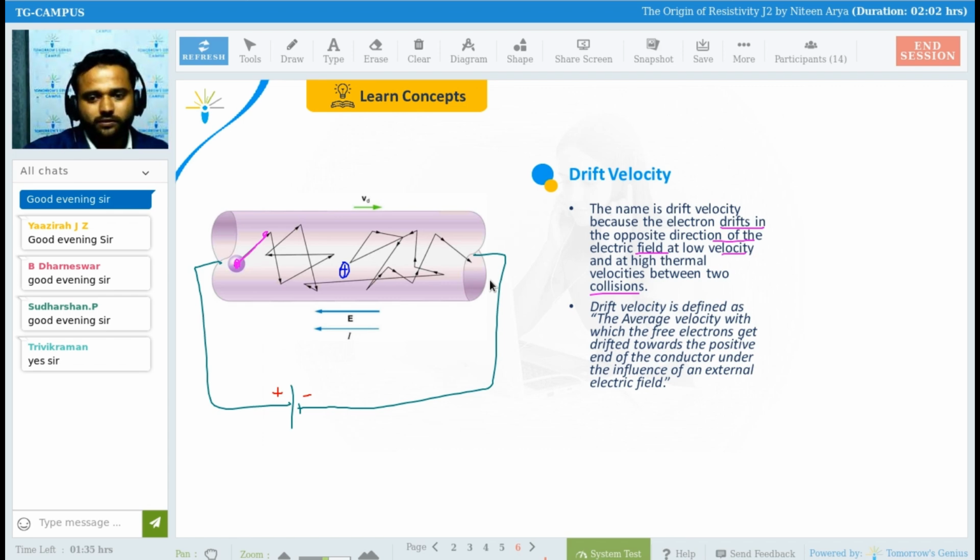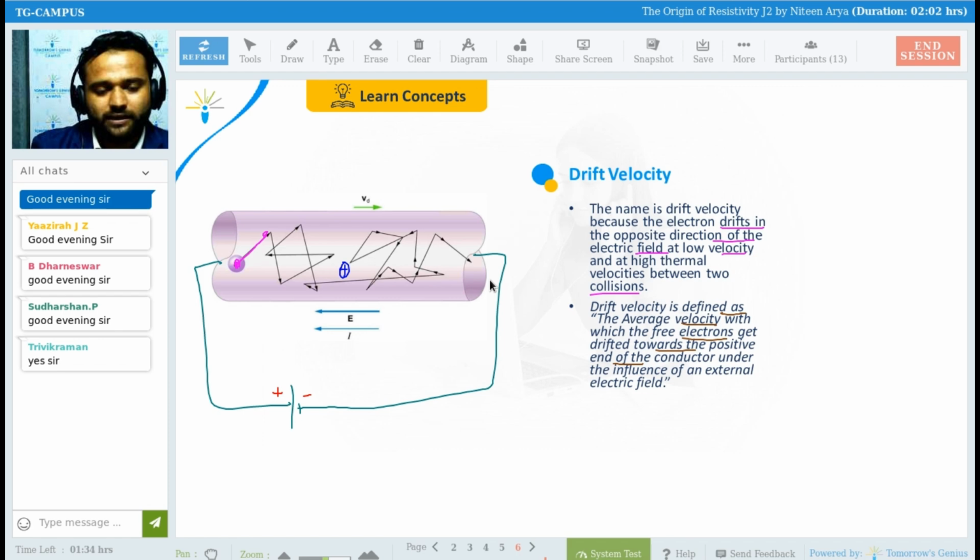Clear now? Okay. The second thing: drift velocity is defined as, now this is the proper definition. Obviously for board examinations that will help you, but for JEE it is not going to be used. Drift velocity is defined as the average velocity with which the free electrons get drifted towards the positive end of the conductor under the influence of an external electric field.